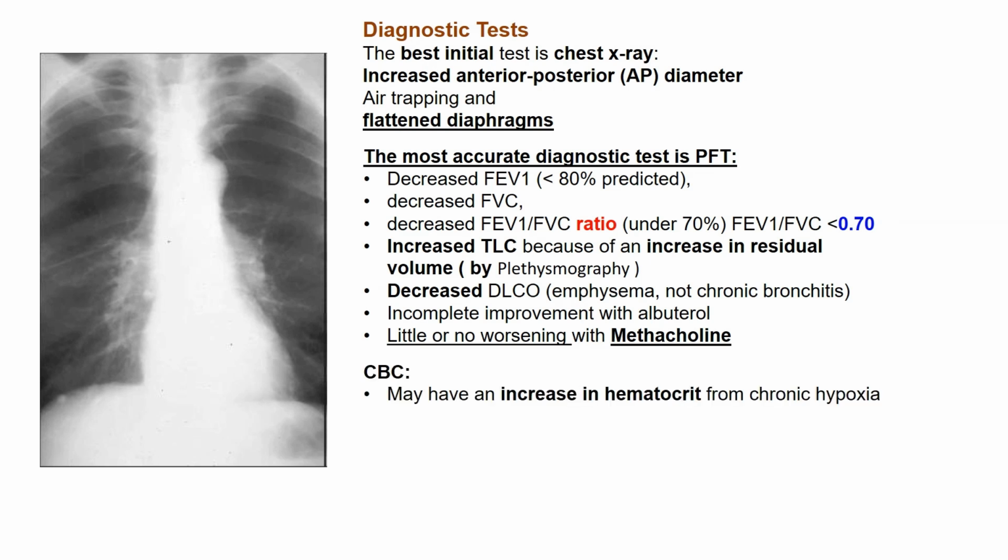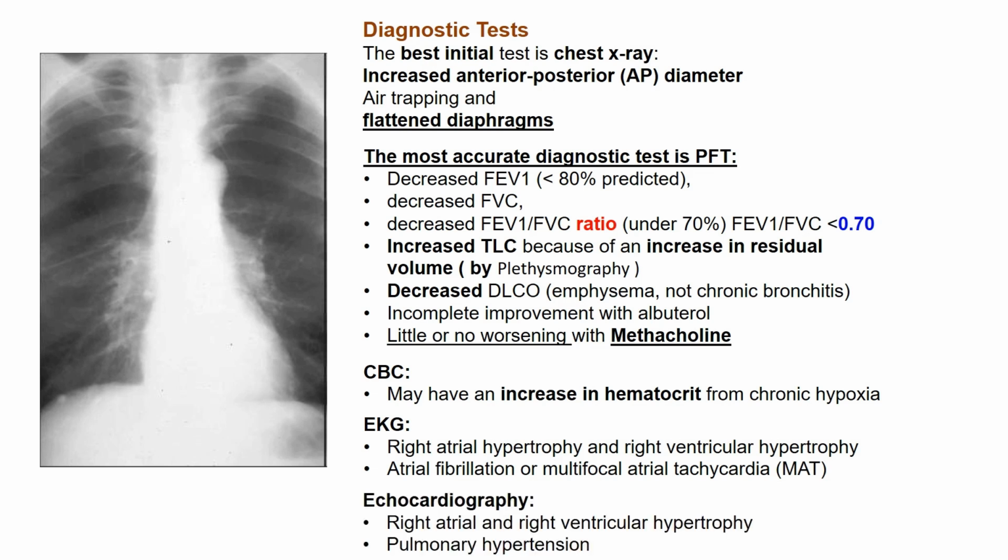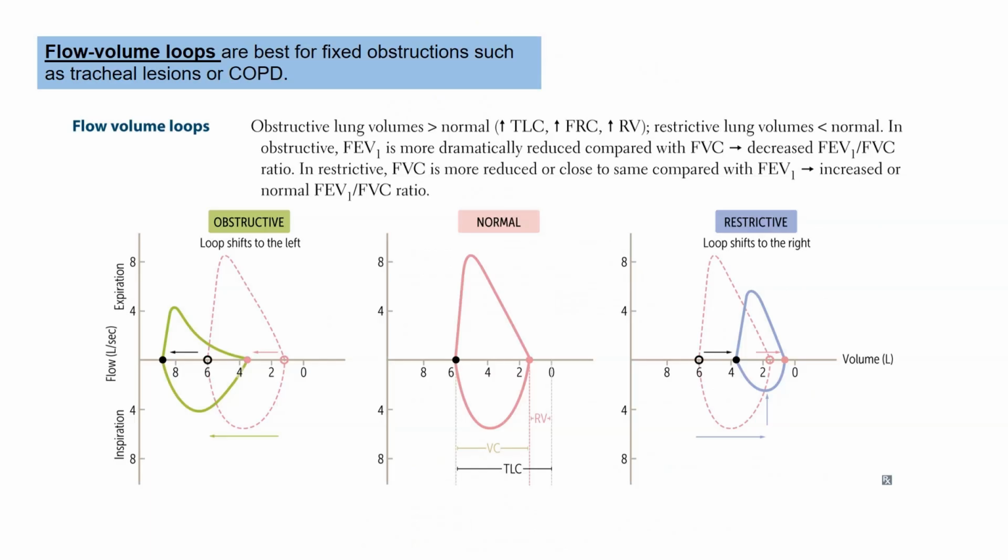CBC might show increased hematocrit due to chronic hypoxia. EKG will show right atrial hypertrophy and right ventricular hypertrophy, atrial fibrillation, or multifocal atrial tachycardia. The echo also will show right atrial and right ventricular hypertrophy and pulmonary hypertension in advanced disease.